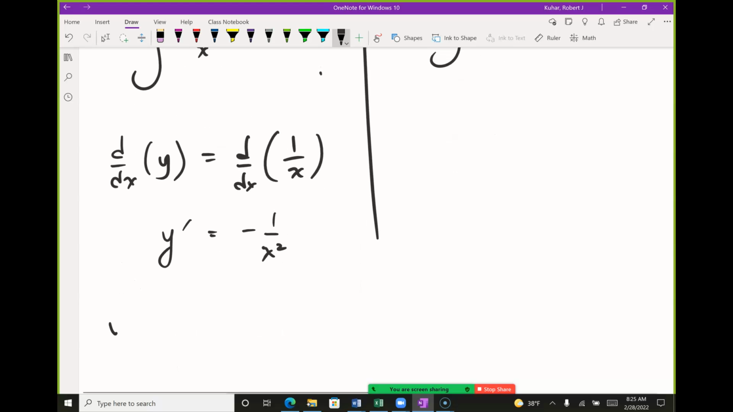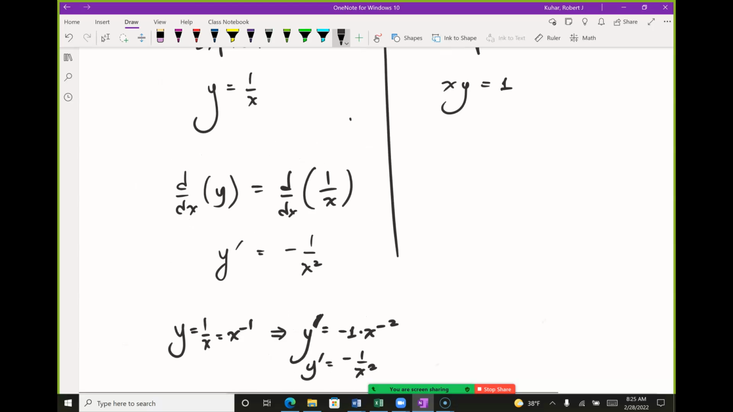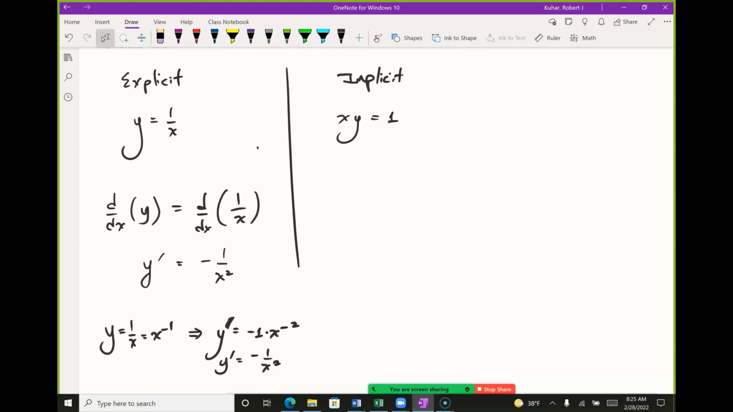Yep. So if y equals 1 over x, that's x to the minus 1. And y prime is negative 1 times x to the negative 2. Right? We bring down the exponent and subtract 1 from the exponent. So there's my y prime equals negative 1 over x squared. On the right-hand side, we should get the same result, okay?